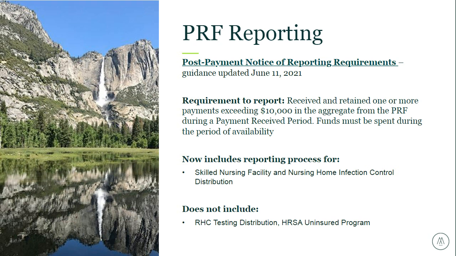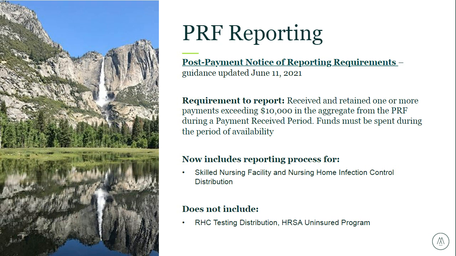So you wouldn't be doing that reporting in reporting period 1, but it's good to know that's what will be coming up in reporting period. Consistent with prior guidance, you are not going to include the RHC testing distributions. If you're an RHC, those were the ones for $49,000 and change per RHC. So those have their own separate reporting process.